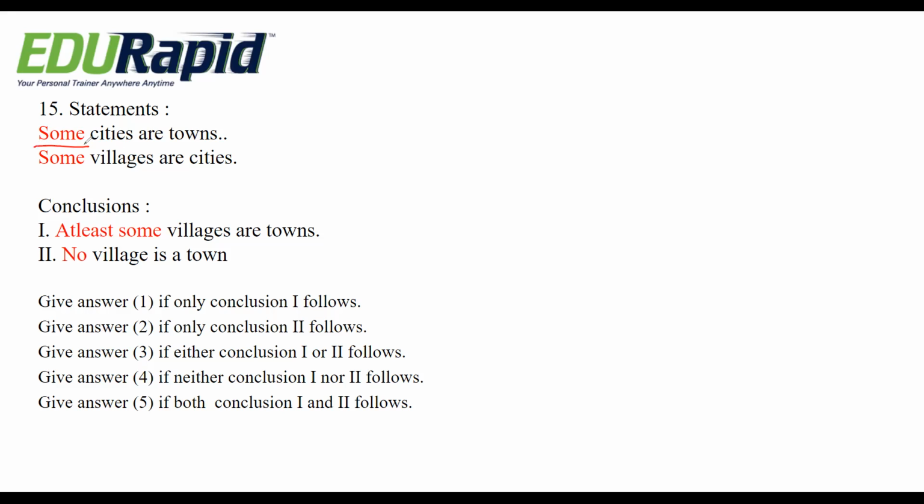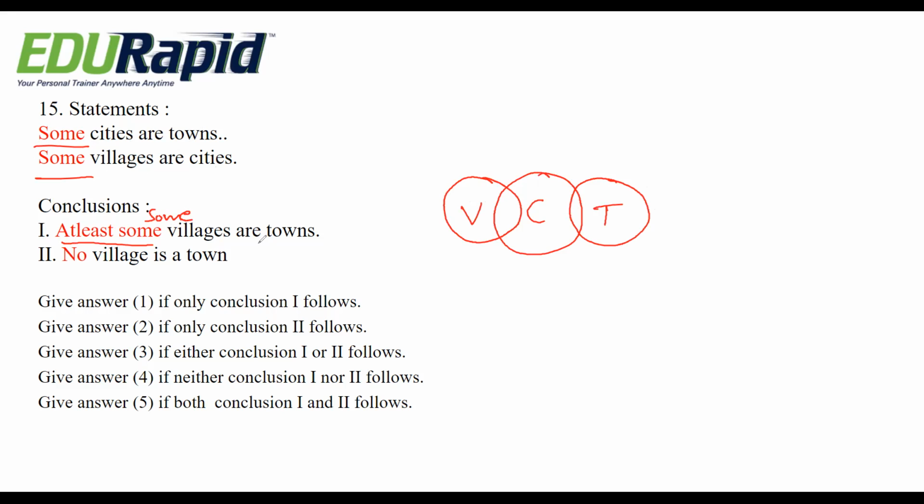Write down the Venn diagram. Some cities are towns. Some villages are cities. Conclusion: some villages are towns. At least some means some. Some villages are towns. It does not follow because villages and towns are not directly connected.